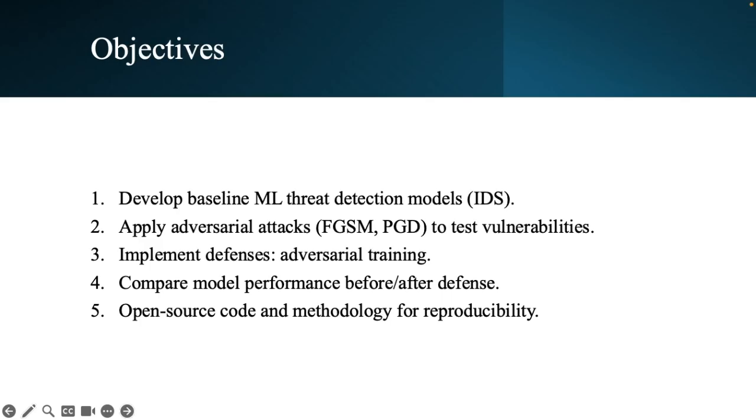The main objectives of this project are to build a baseline threat detection model using the CICIDS 2017 dataset, generate FGSM and PGD adversarial attacks, and then apply adversarial training and ensemble as a defense mechanism. After that, we evaluate and compare model performance before and after the defense, and then provide a fully reproducible open source pipeline.